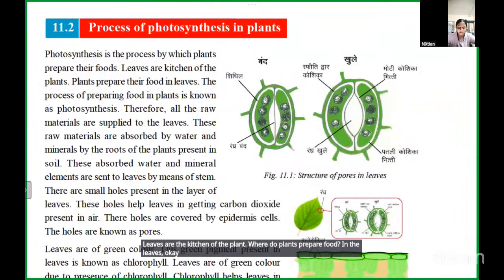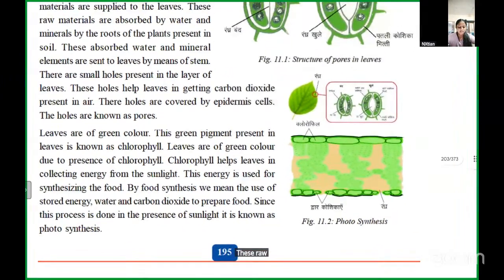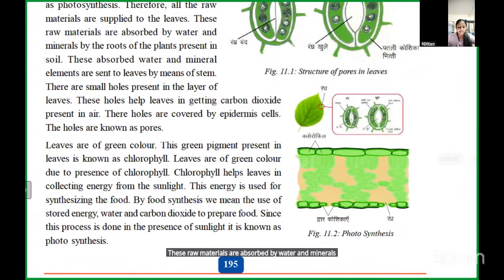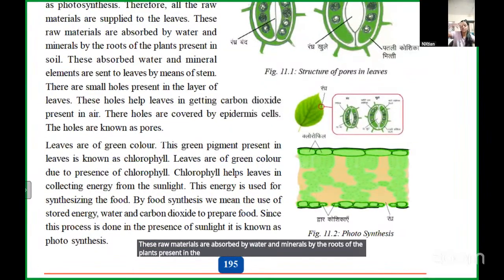Plants prepare food in the leaves. The process of preparing food in plants is called photosynthesis. Therefore, all the raw materials are supplied to the leaves. Water and minerals are absorbed by the roots of the plants present in the soil. We know that the roots absorb water and minerals. The stem takes them up and transports them to the leaves.